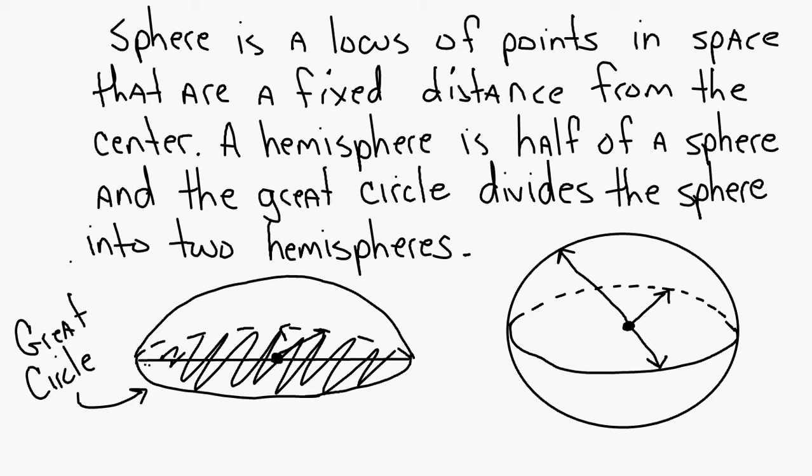Page 767 up there on the top, find each measurement, give your answer in terms of pi. The diameter of a sphere with volume 972 pi.